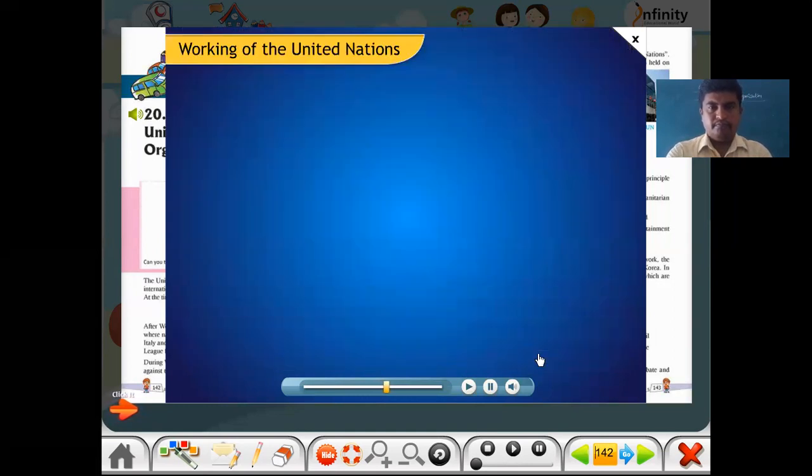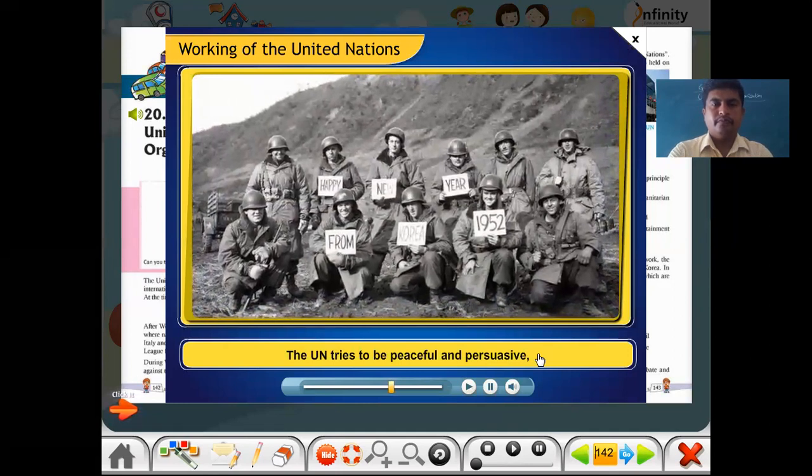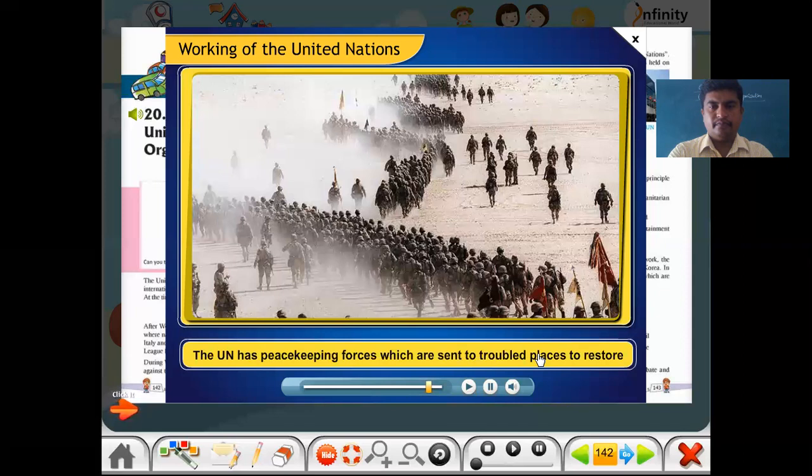Working of the United Nations. The UN tries to be peaceful and persuasive, but sometimes when talks do not work, the UN uses force. In the 1950s, the UN helped South Korea in a war with North Korea. In 1990s, it forced Iraqi soldiers out of Kuwait. The UN has peacekeeping forces which are sent to troubled places to restore peace there.